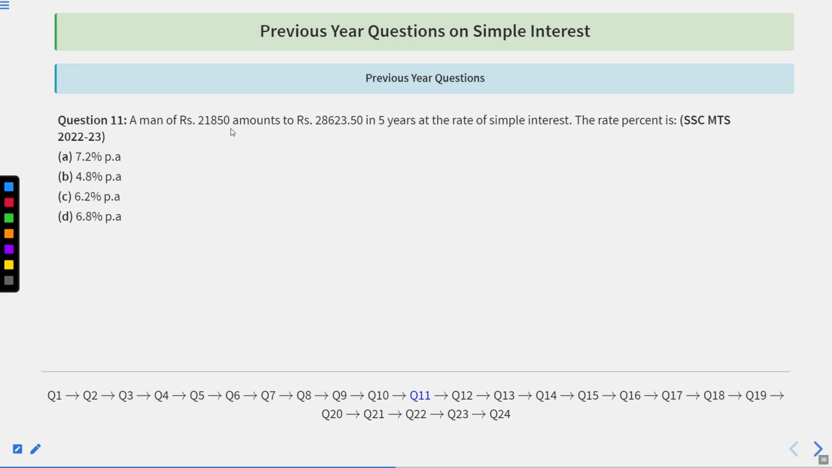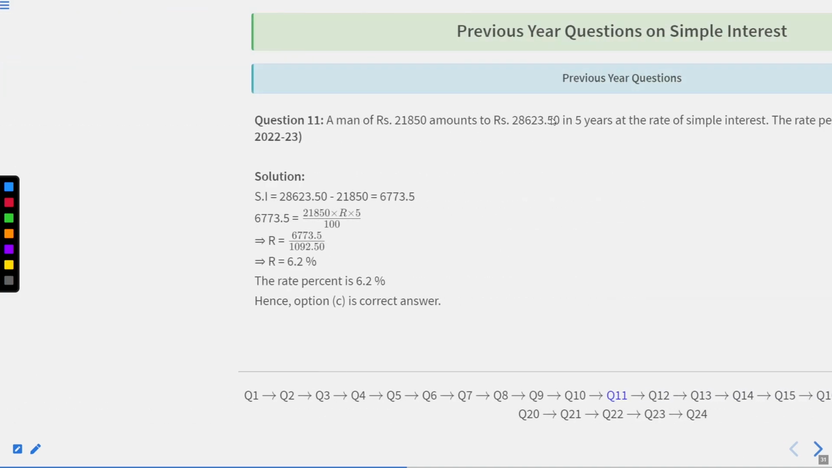Question number 11. A sum of rupees 21,850 amounts to rupees 28,623.50 in 5 years at simple interest. The rate percent is.